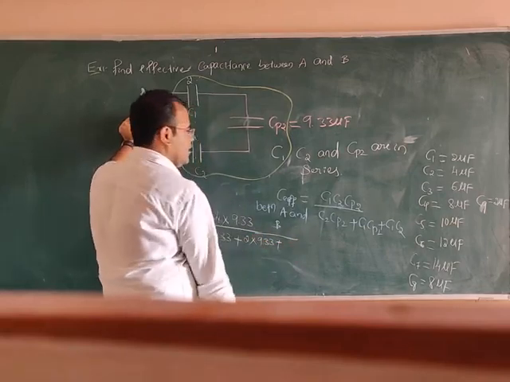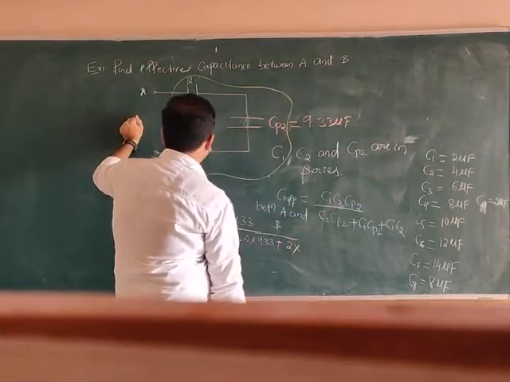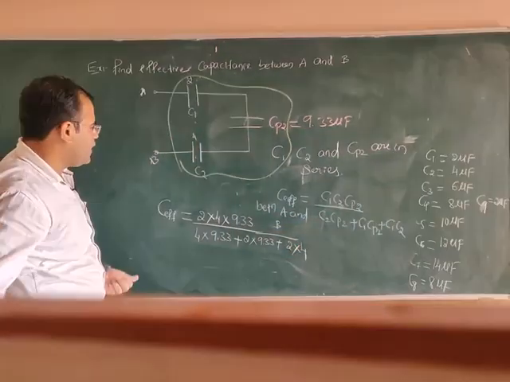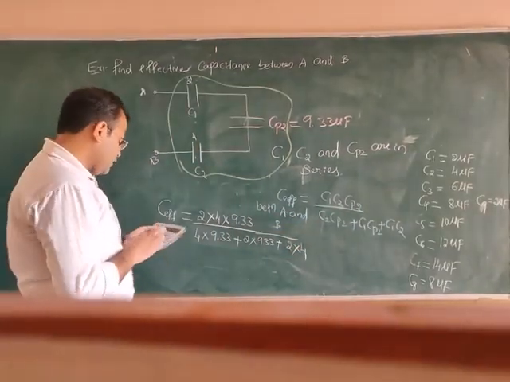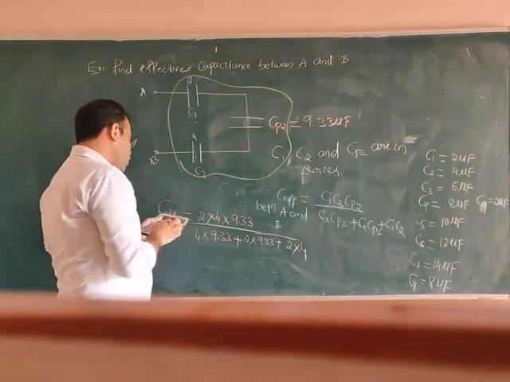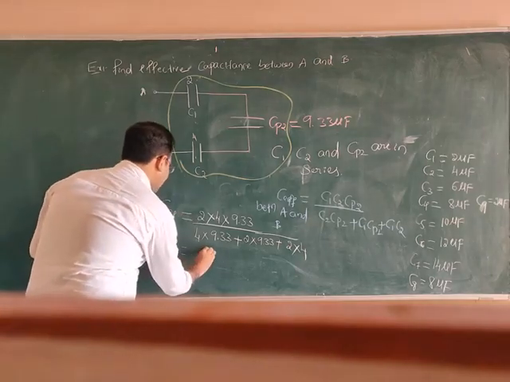plus what you are writing here, C1 into C2. What is the C1 value? 2 multiplied by the C2 value, 4 here. So this is what you are going to calculate finally. So let us see what the total equation value comes to. 4 into 2 is 8, into 9.33. So 8 into 9.33.